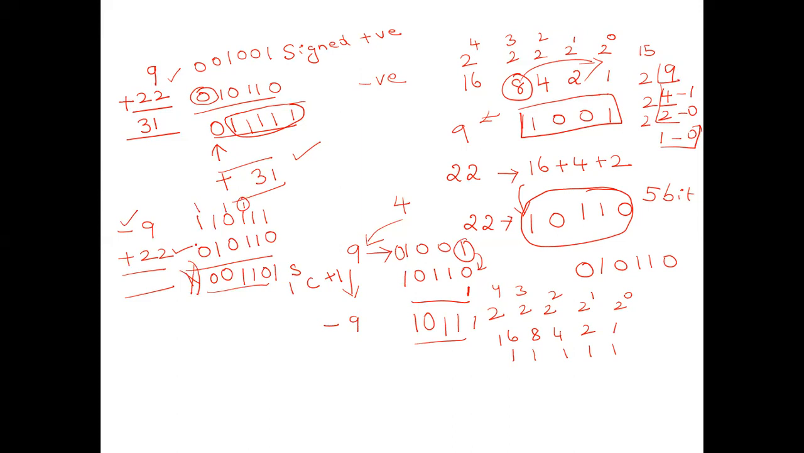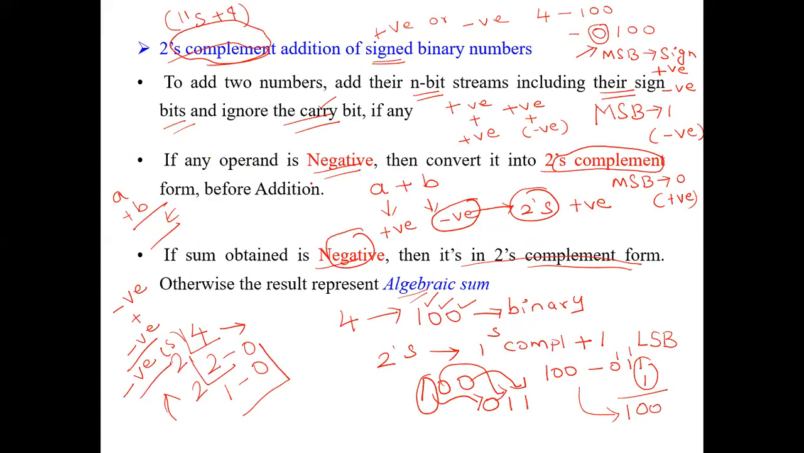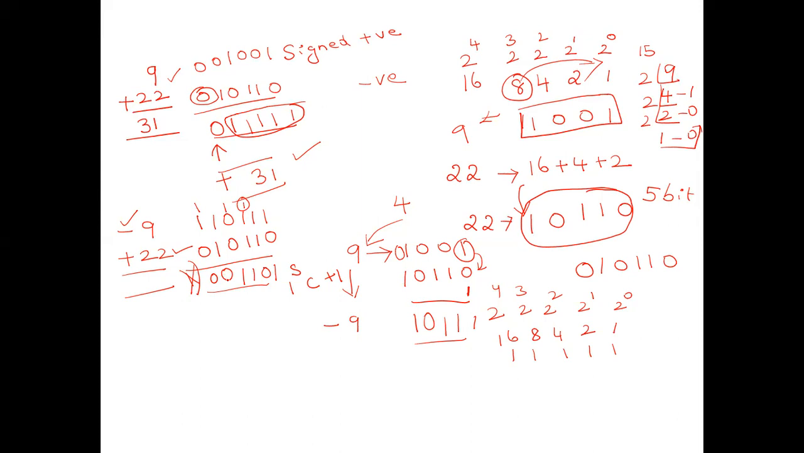Because what was the previous rule? If any operand is negative, then convert it into its 2's complement before addition, and we have to ignore the carry bit also. So I will ignore the carry. So the answer is what? 0, 0, 1, 1, 0, 1.